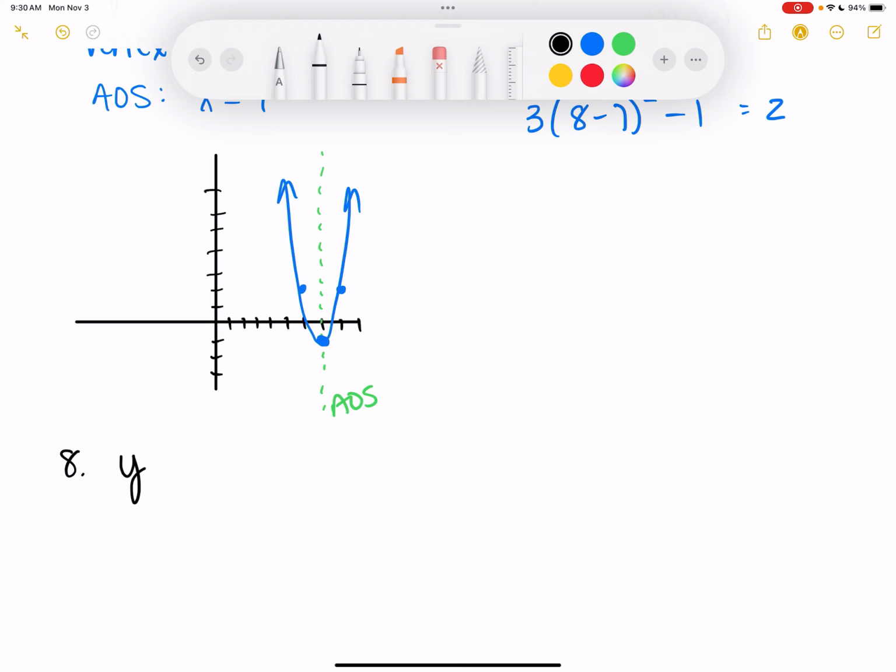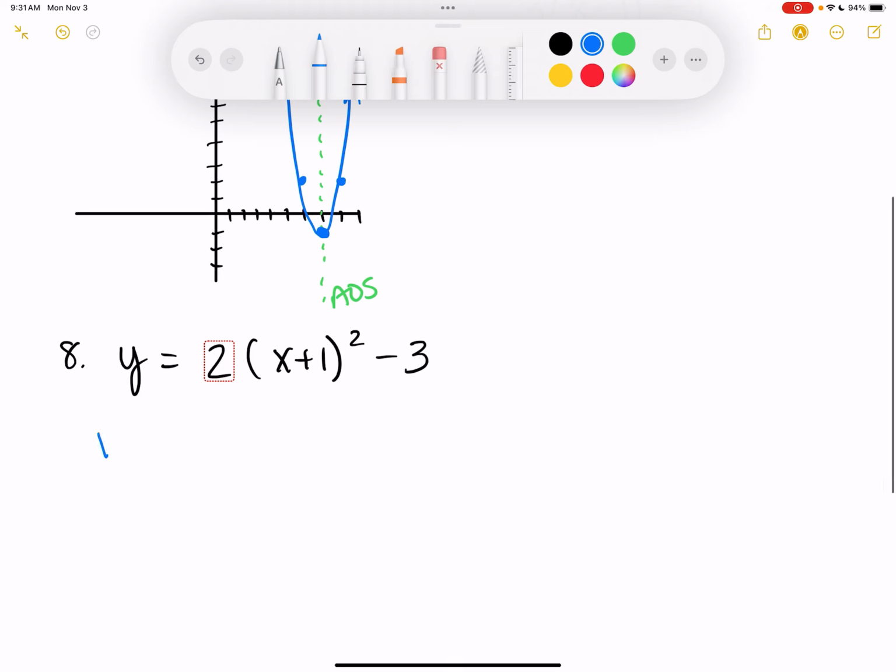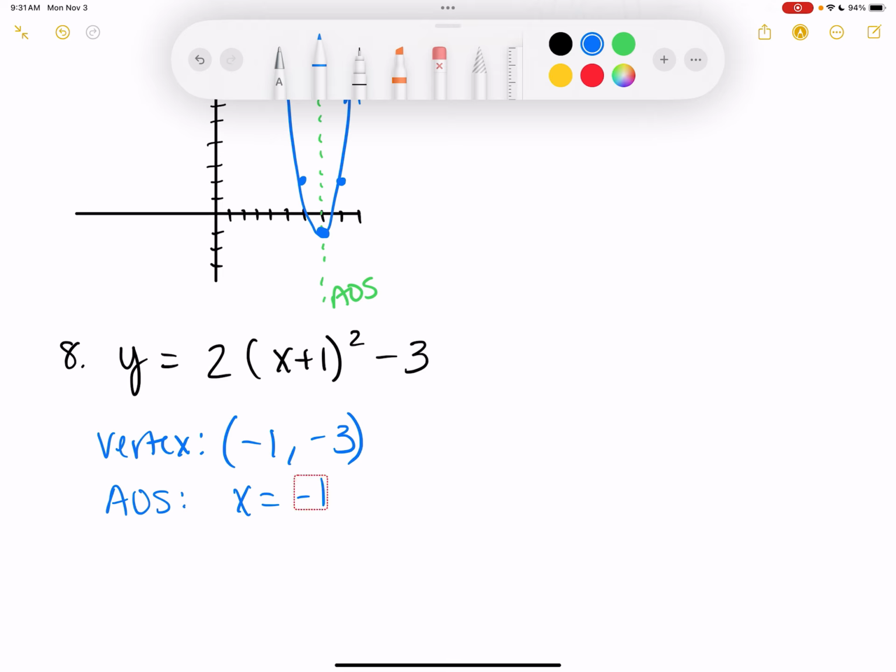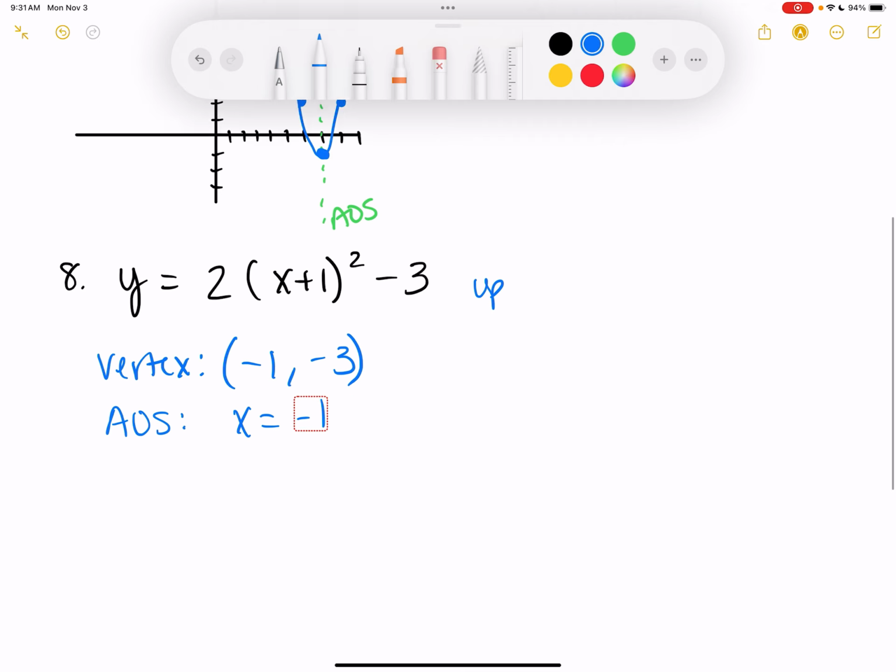8, y equals 2 times x plus 1 squared minus 3. So what would my vertex be of this one? 1, -3. -1, -3. Opposite sign inside, same sign outside. Oh, yeah. So axis of symmetry, x equals -1. Which way does this one open? Yep.